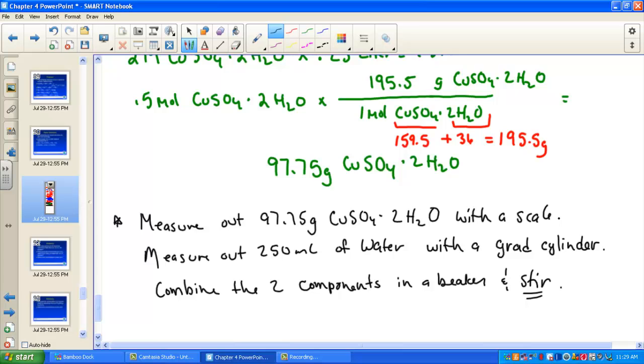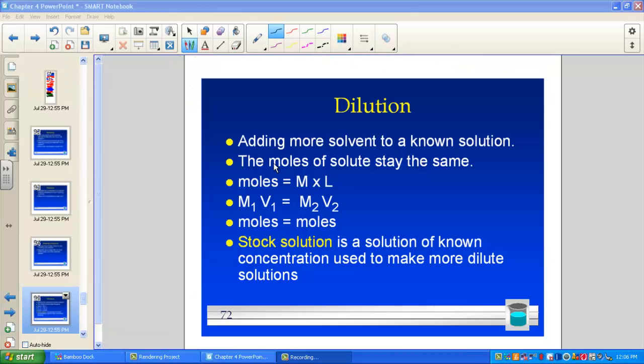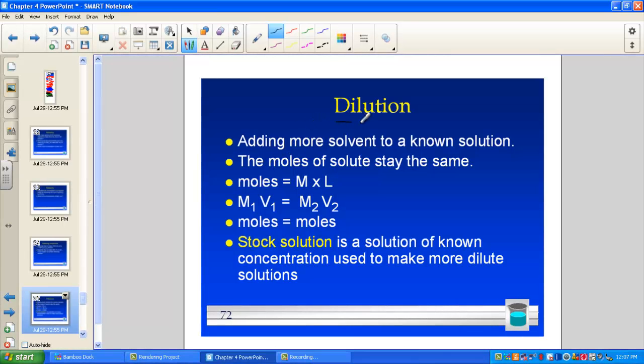MV equals MV. In the next part of our lesson on molarity, we'll talk about the process of making a dilution. To dilute a solution simply means to add more solvent, which is typically the water, adding more water to a known solution. So taking its concentration and lessening it by adding water.